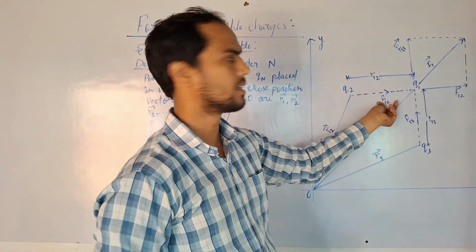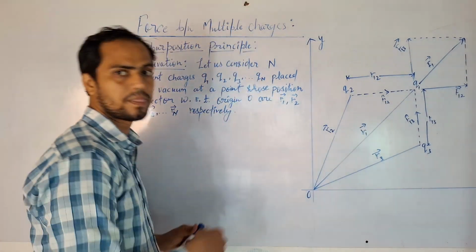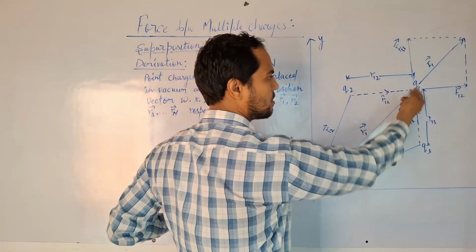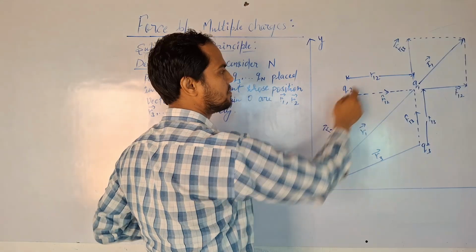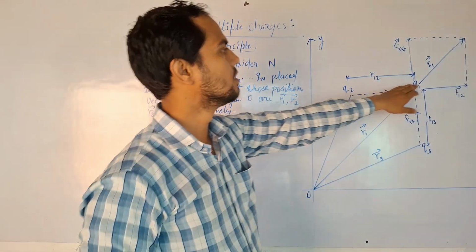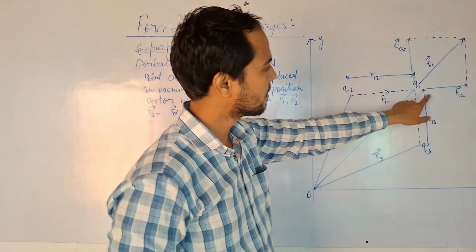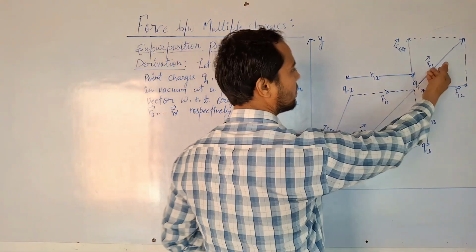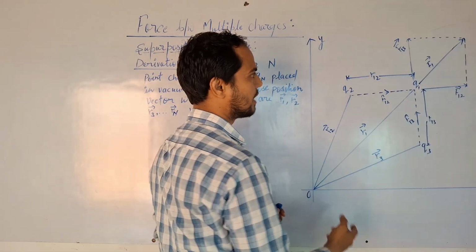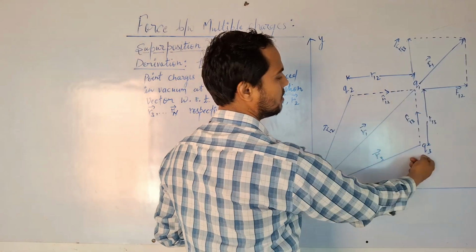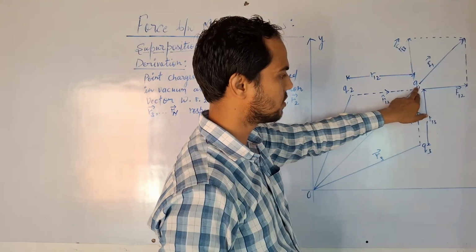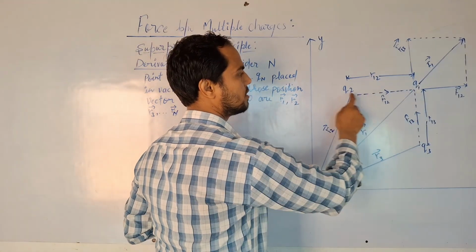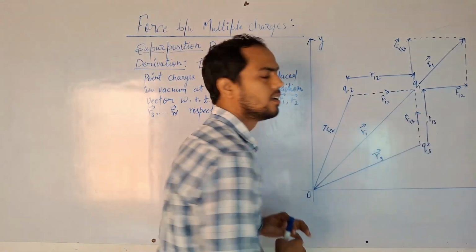And this is the unit vector R12 from Q2 to Q1, and this is the unit vector R13 from Q3 to Q1. R12 is the distance from Q2 to Q1, and the distance R13 is the distance from Q3 to Q1. Now F1 is the total force we will calculate; the force on Q1 due to Q3 is F13, and the force on Q1 due to Q2 is F12.